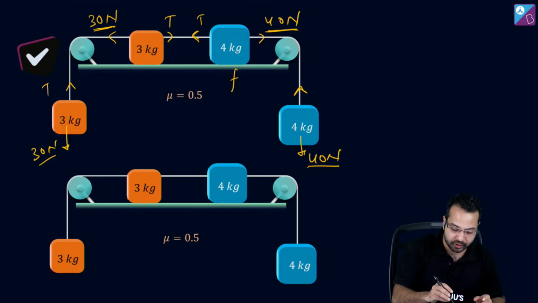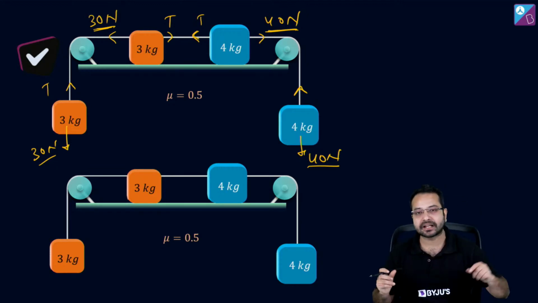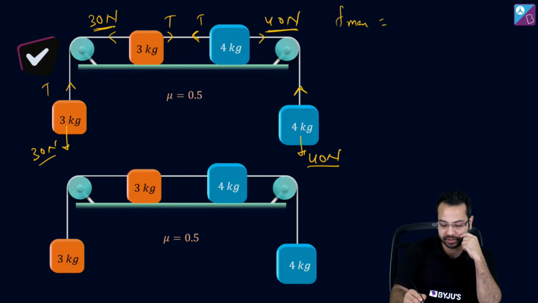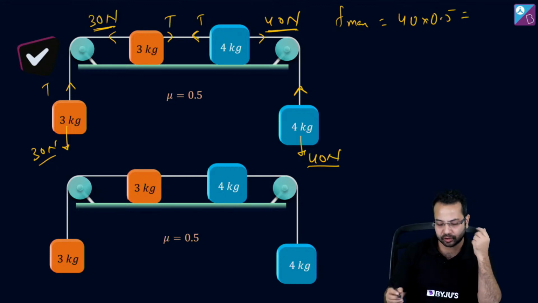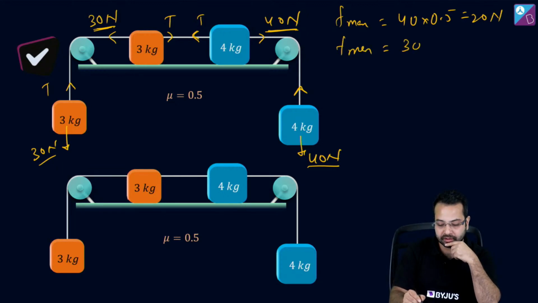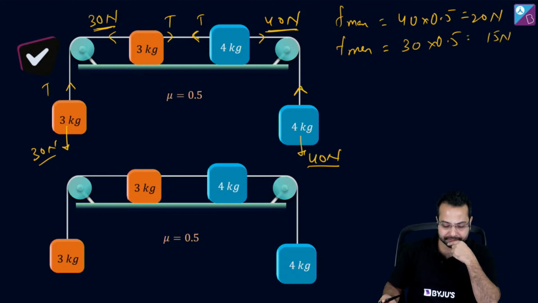Okay, so let's try to do both. First of all, can I calculate the maximum value of friction on the 4 kg block? The normal force is going to be 40 Newton, multiplied by 0.5, that is going to be 20 Newton. And the maximum friction acting on the 3 kg block is going to be 30 multiplied by 0.5, equal to 15 Newton. I've just used mu N.